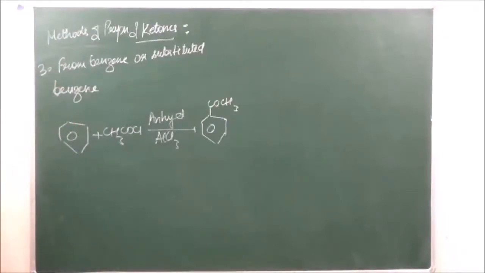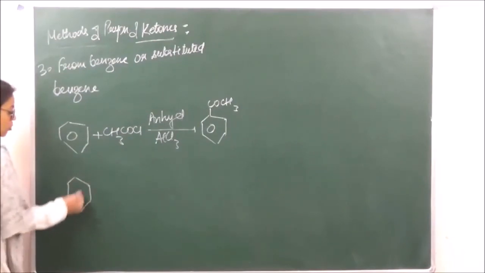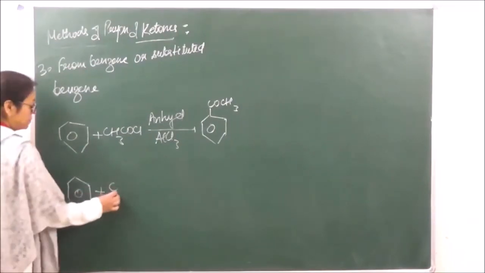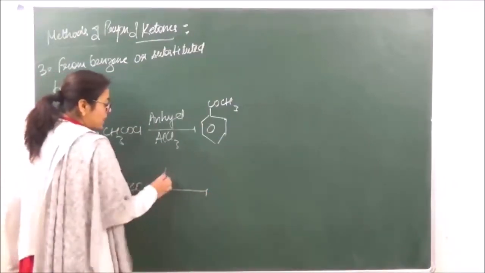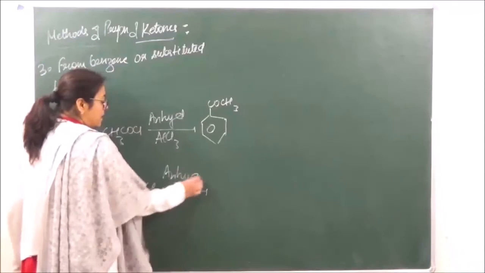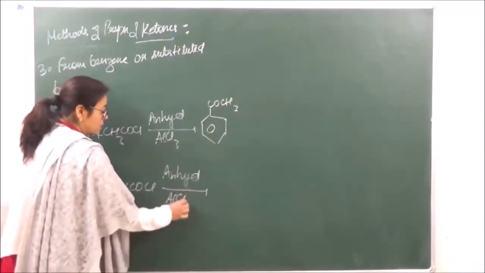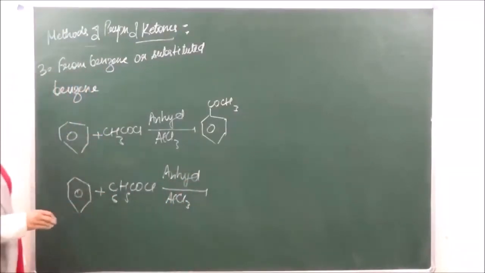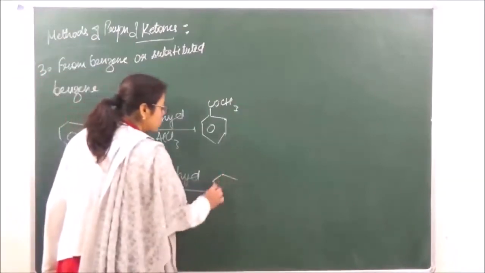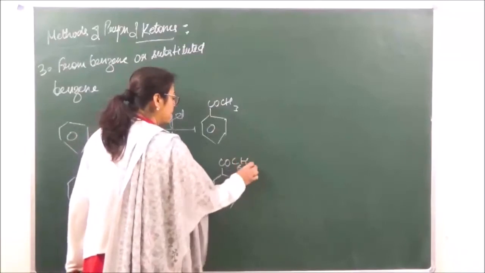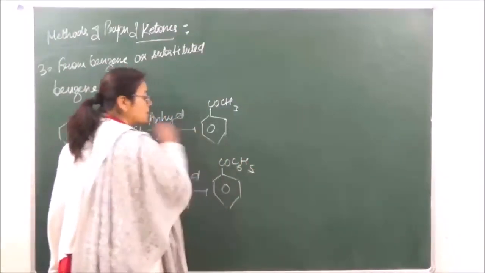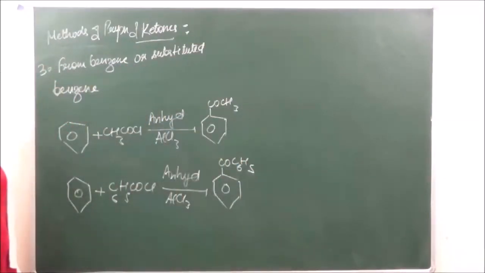COCH3. In a similar manner, if we are taking over here C6H5COCl, so we can do the benzoylation. Again, the reaction will take place in presence of anhydrous AlCl3 to give us benzophenone. This is going to be benzophenone.